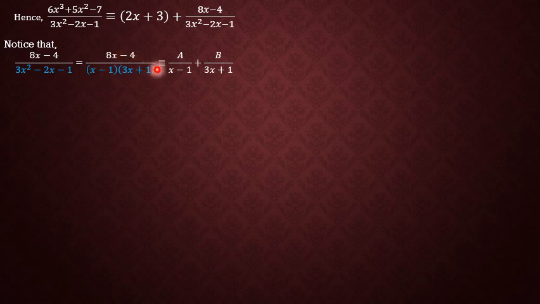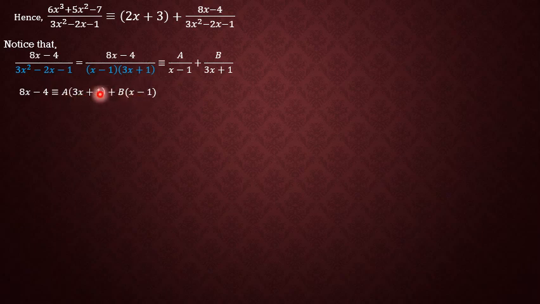And then you notice that this is equivalent to A divided by x minus 1 plus B divided by 3x plus 1, okay. As I earlier explained in the last example, don't bother looking for the LCM, it is actually time consuming. Just take this linear factor and multiply by A, and then take this other linear factor and multiply by B, and then equate it to this other part here. Okay, so at the end of the day, we are going to have 8x minus 4 equivalent to A multiplied by 3x plus 1 plus B multiplied by x minus 1.